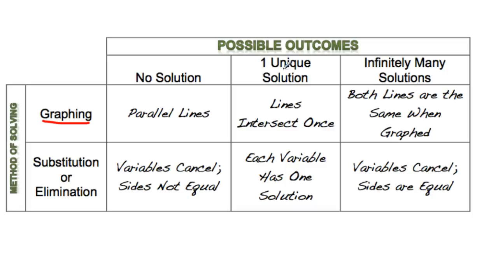On the other hand, if you solve by substitution or elimination, the outcomes are the same. Right? You could have no solution, infinitely many, or one, but the way it looks is different. So if the variables cancel and the sides are not equal, that means no solution. If each variable has one solution, like x equals 5, y equals 2, that means one unique solution. And if the variables cancel and both sides are equal, like if you have 5 equals 5 or negative 2 equals negative 2, that means you have infinitely many solutions.